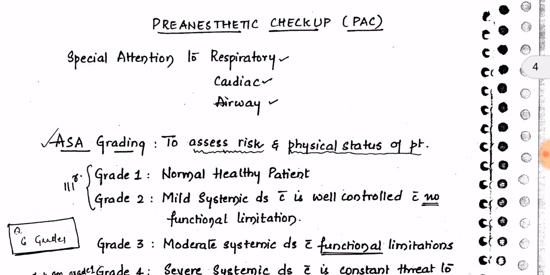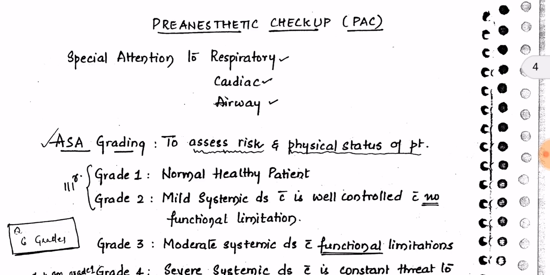Right. Now moving on to another important topic, that is pre-anesthetic checkup, or PAC. This is how we call it. In case of PAC, we stress a lot on the respiratory system, the cardiac system, and the airway of the person. Right. So we've got an ASA grading, that is American Society of Anesthesiologists. This is meant to assess the risk and the physical status of a patient. Okay, so we've got 6 grades in all.